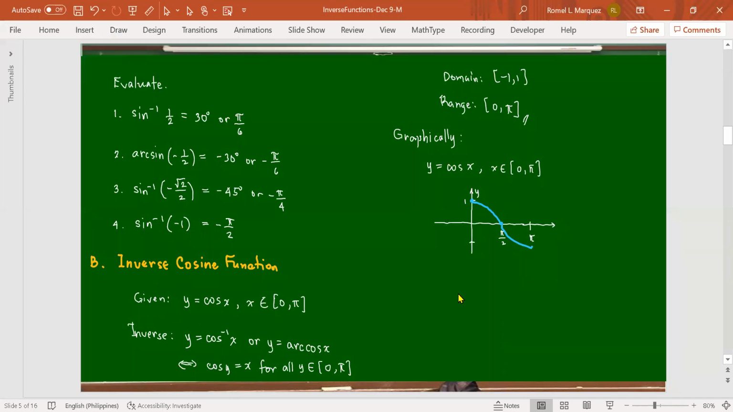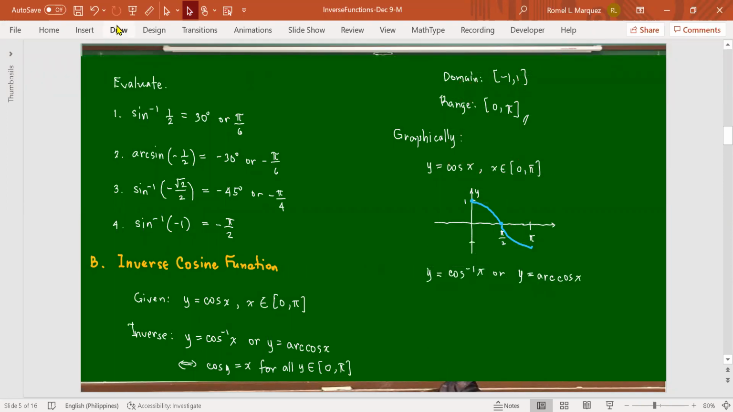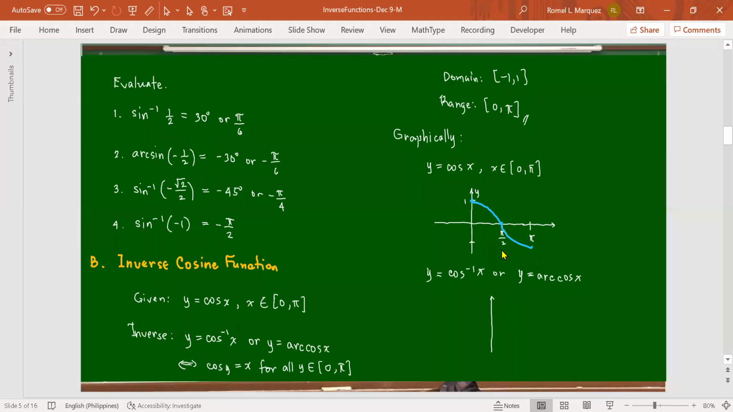So the inverse of this is graphically given by this. Mathematically, cosine inverse of x, or y equals arc cosine of x. So the graph is given by this. No? So the domain of y equals cosine x, which is 0 to pi, this restricted domain becomes now the range, and the range of y equals cosine x, which is -1 to 1, is now the domain of the inverse. Okay, guys?